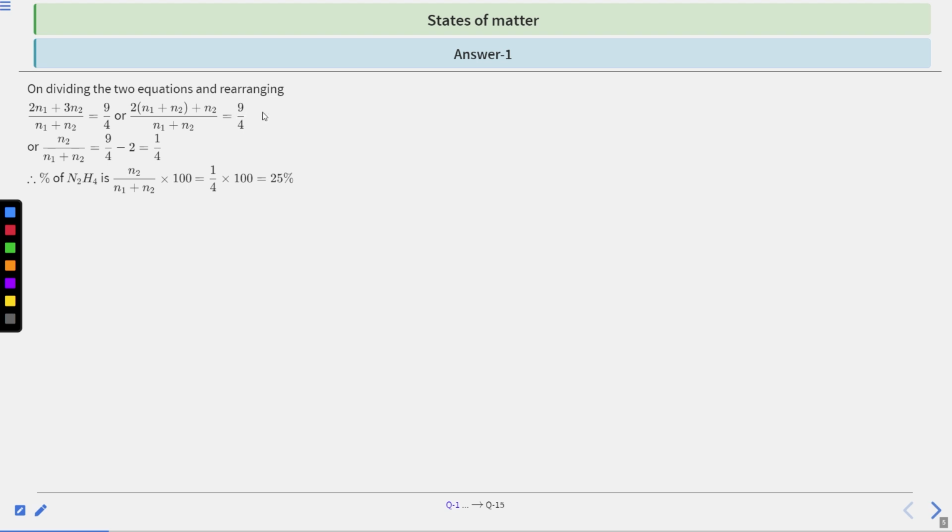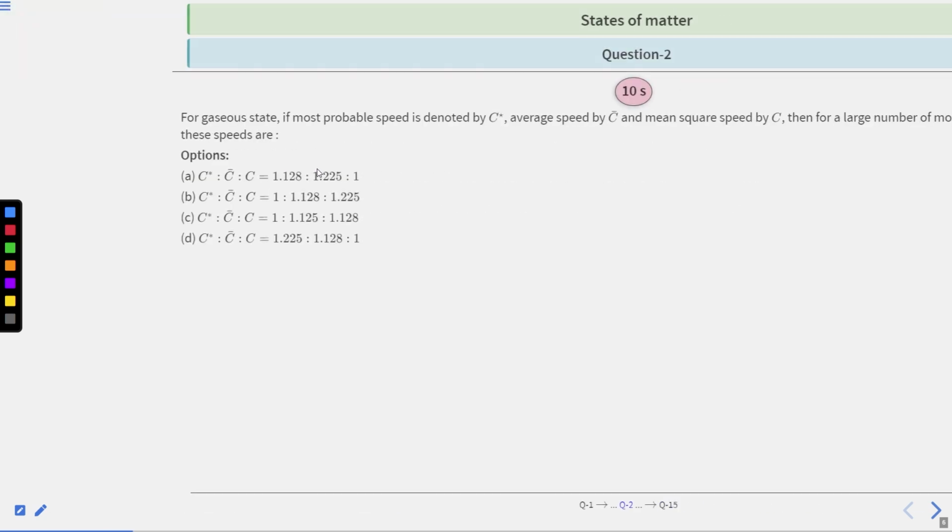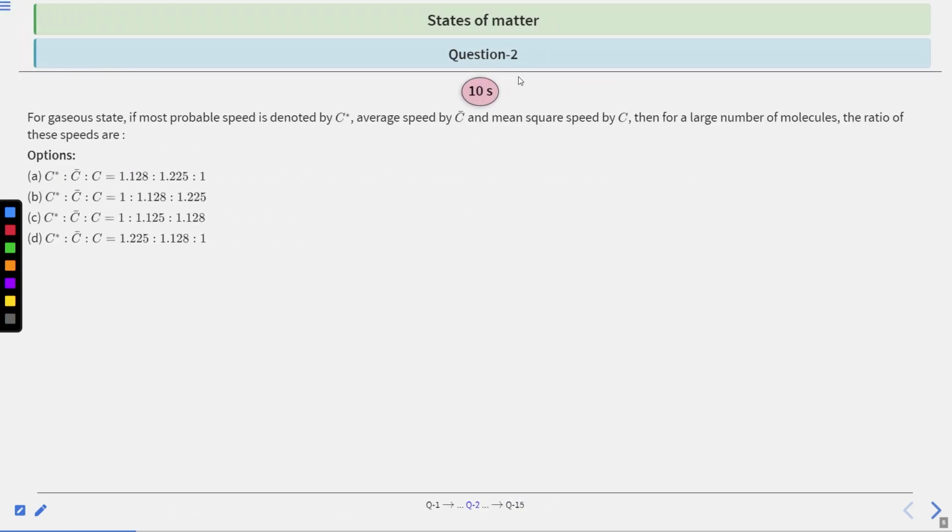On dividing the two equations and rearranging, we get this equation, or we can write it as N2 divided by N1 plus N2 will be equal to 1 by 4. So we have to find the percentage of N2H4, that is N2 divided by N1 plus N2 multiplied by 100, which is coming out as 25%. Okay, moving on to the next question, question number 2.